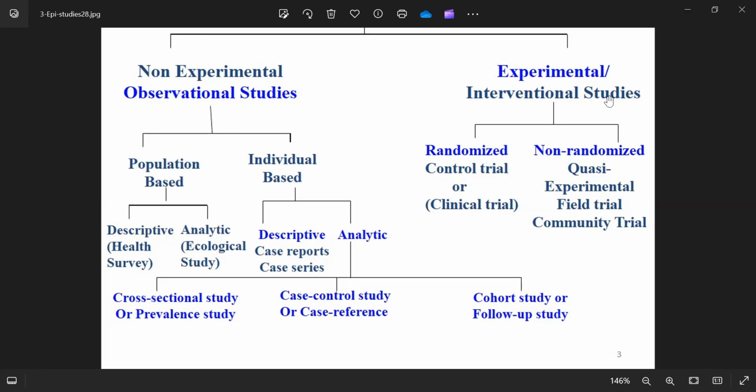Now, what is research design? A research design refers to the overall plan or strategy that a researcher uses to investigate a particular research problem. It outlines the structure and methods which the researcher will employ in carrying out his or her research.